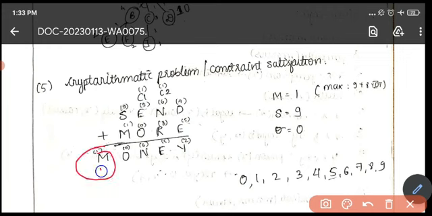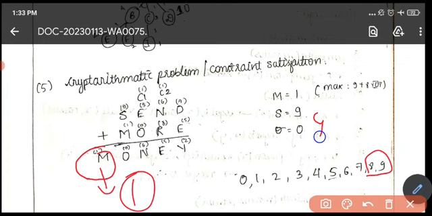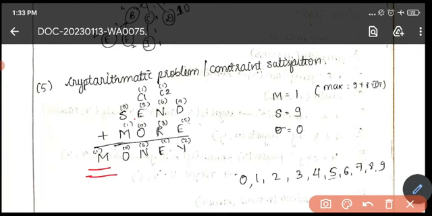9 plus 8 will be 17, so 1 is a carry, correct? So 1 is the maximum carry which I can receive. So I will assign M with the 1. Now S plus M will be M, so I am getting the carry, so I will assign it the 1. Wherever M is there, assign that with the 1. Okay, so now we got the M value.